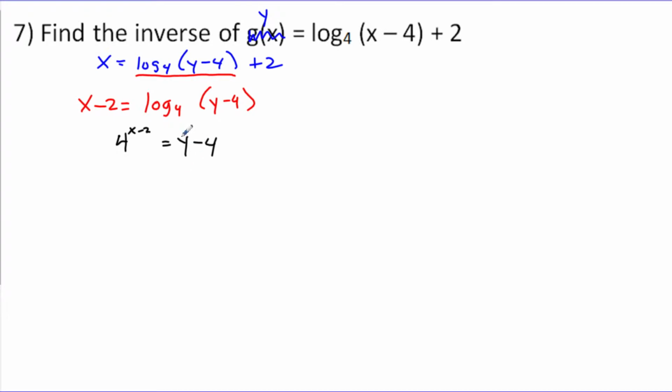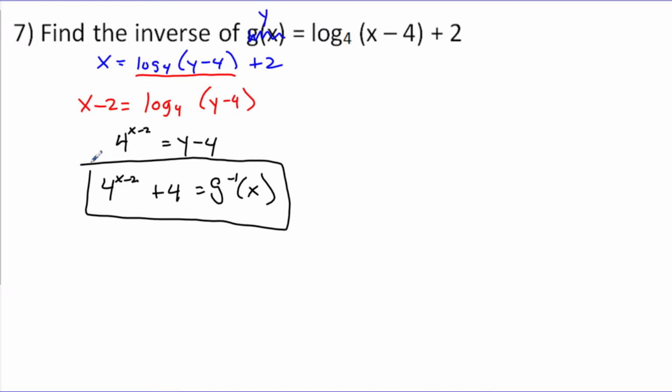And then to finish this off, I need to get y by itself, so this 4 that's on the right now needs to be added to the left. 4 to the x minus 2, and then I'm going to add a 4 onto that, and that equals y. So the inverse, which sometimes you might not see y, we might replace this with g was my original expression, so you might see it written as g inverse of x. So this expression right here is the inverse.